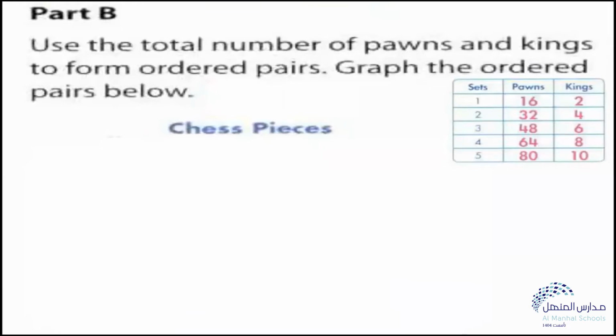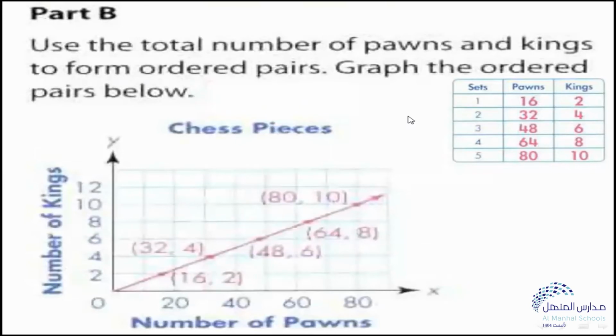Then after that, part B. Use the total number of pawns and kings to form ordered pairs and graph the ordered pairs. So I have the table here now. Each two corresponding numbers like 16 and 2 is called an ordered pair, guys. So here I will write (16, 2). When we draw the graph, we can determine the number of pawns on the x-axis, the horizontal line or number line, and we can determine the number of kings vertically, on the y-axis.